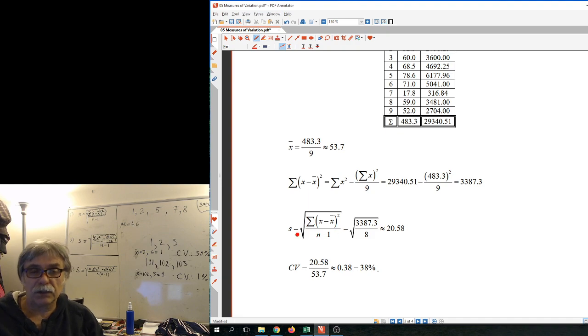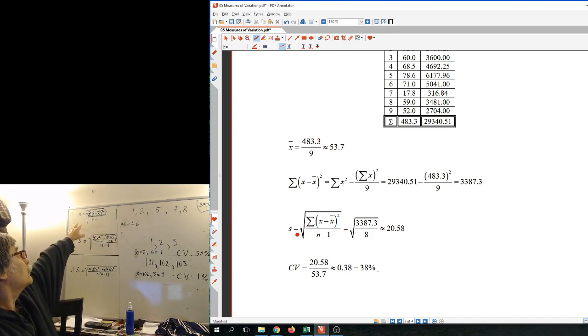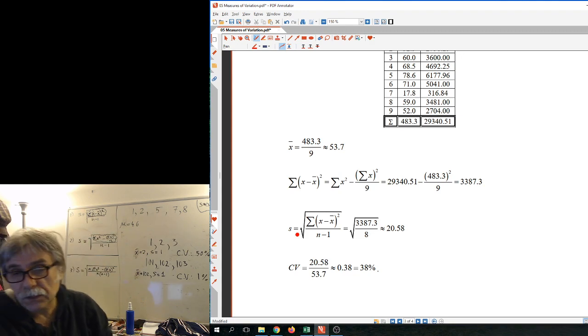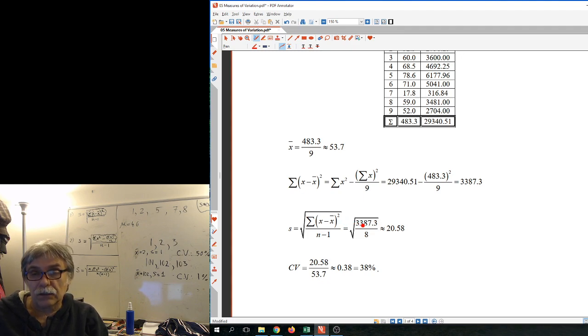So the standard deviation, according to the first formula over there, I need to divide that numerator by n minus 1. This sample has 9 things in it, so n minus 1 is 8. Degrees of freedom of this sample is 9 minus 1, which is 8. And then I have to take a radical. So I got 3387.3, I need to divide by 8, and I take a radical, I got 20.58. Perfect. This is a sample standard deviation of this Canada geese nesting sample.